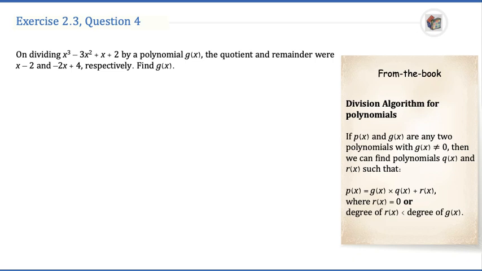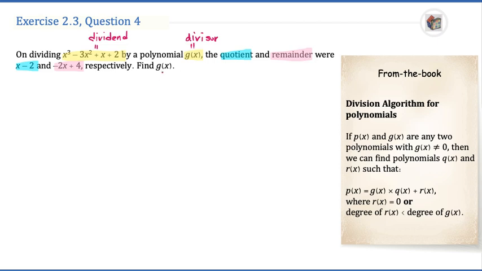Exercise 2.3, question 4. On dividing this polynomial by another polynomial g(x), that means g(x) is the divisor, while this first one is our dividend. So let's set things straight right from the beginning. On doing this division, they're saying the quotient and remainder were these respectively. That means the quotient was x minus 2 and the remainder was minus 2x plus 4. Respectively just tells you the first thing is the first thing, second thing is the second thing.